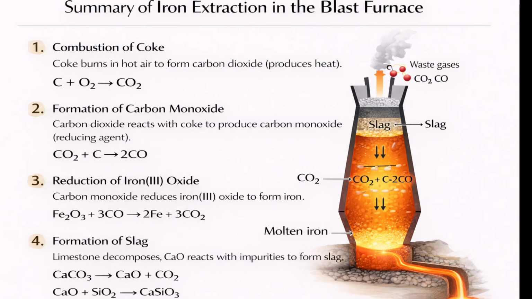Let us now summarize the extraction of iron in the blast furnace. First, coke burns in hot air to produce carbon dioxide and heat. Next, carbon dioxide reacts with hot coke to produce carbon monoxide, which acts as the reducing agent. Carbon monoxide then reduces iron-3 oxide to form iron. Finally, limestone decomposes to form calcium oxide, which reacts with impurities to form slag. Molten iron collects at the bottom of the furnace, while slag floats above it.